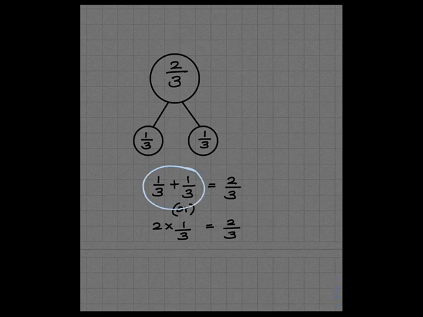This step can be written as 2 times 1 by 3. If you see here, there is 1 by 3 here and the other 1 by 3 here. So this is repeated addition, right? 1 by 3 plus 1 by 3 is repeated addition. That can be written with a multiplication sign, times sign. So when we use times sign, it becomes 2 times 1 by 3, which is 2 by 3.